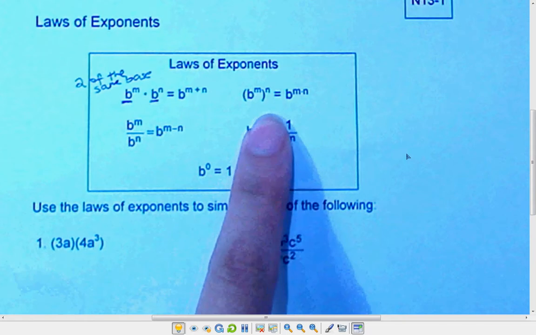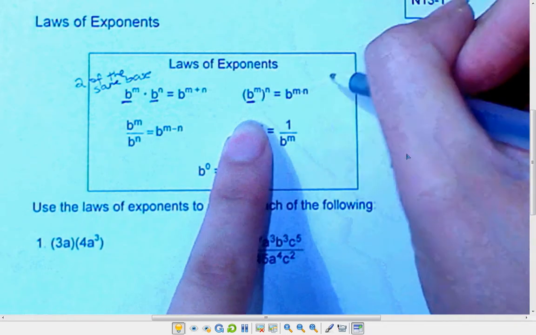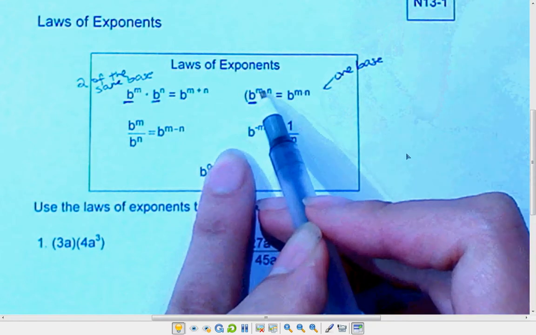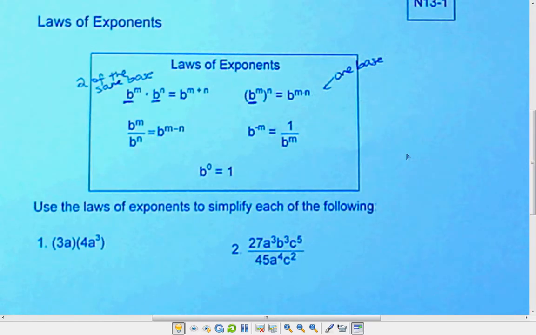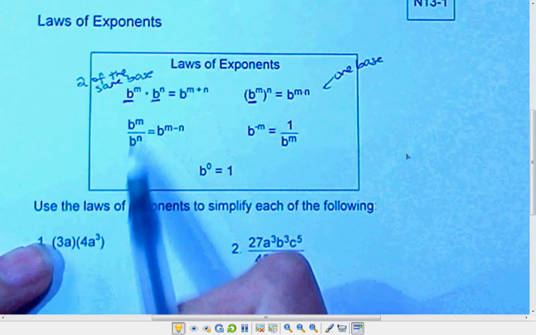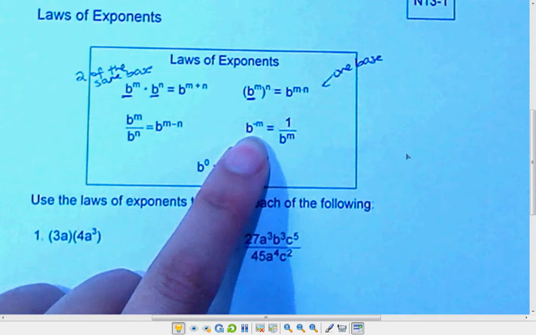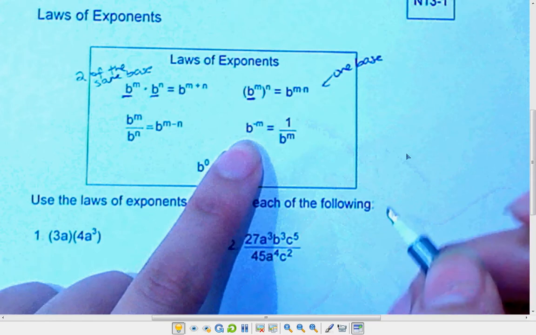Our second rule here is when we have just one base and then two exponents, so exponent outside of an exponent. This is when you multiply your exponents. So when you divide, we're going to be subtracting, and then this is one where if you have a negative exponent, it just moves to the bottom of the fraction.